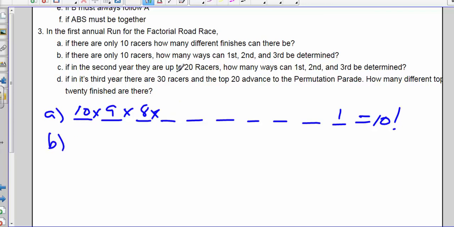If there are only 10 racers, how many ways can first, second, and third be determined? Okay, so basically now I've got 10 times 9 times 8. None of the other positions actually matter, though. So once I have just those 3 positions, that is going to be my answer. So that would be 720.